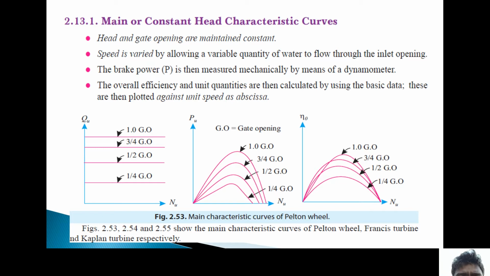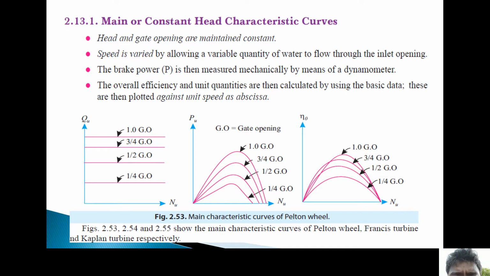In this figure, the first figure shows gate valve openings, which range over different values. To draw the figure: discharge versus speed, next power versus speed, next efficiency versus speed. For discharge versus speed, the gate opening values are straight horizontal lines, since the speed and discharge are constant.